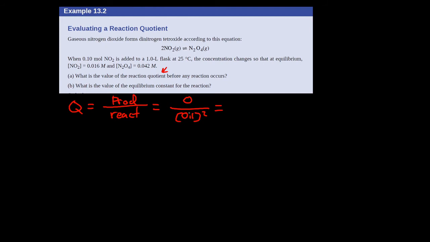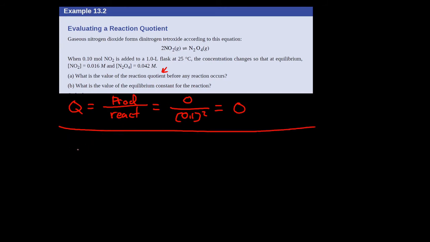But no matter what you have in the denominator here, if you have 0 in the numerator, you're going to have 0 as your value for that fraction, or that ratio. So that's before the reaction occurs.